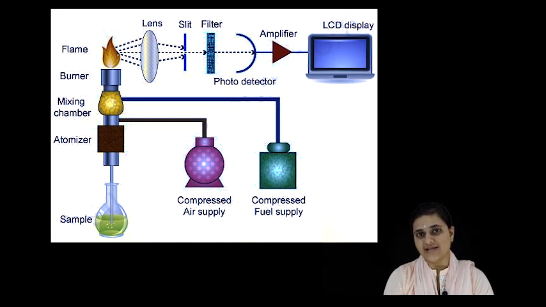Once it reaches the ground state, the amount of radiation that has been emitted is sent to the photo detector for sensing. That detector detects the emitted radiations and converts them into electrical signals. The overall process of the flame photometer you can see in this diagram.